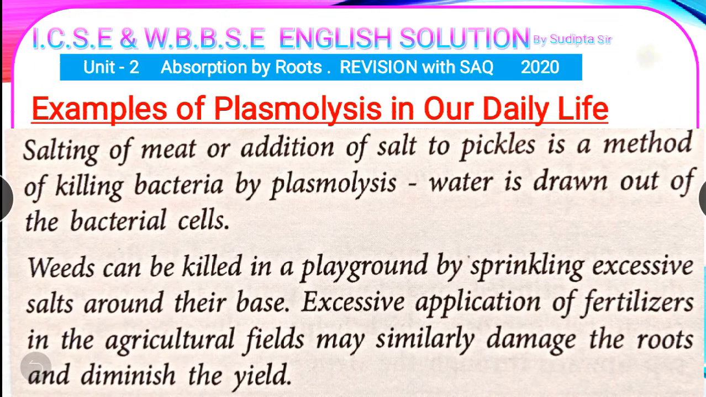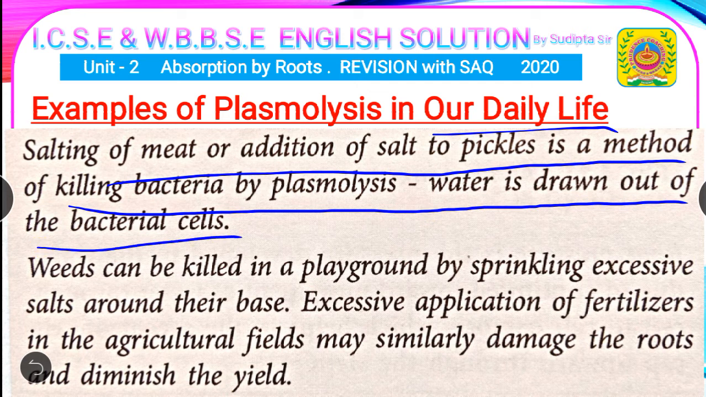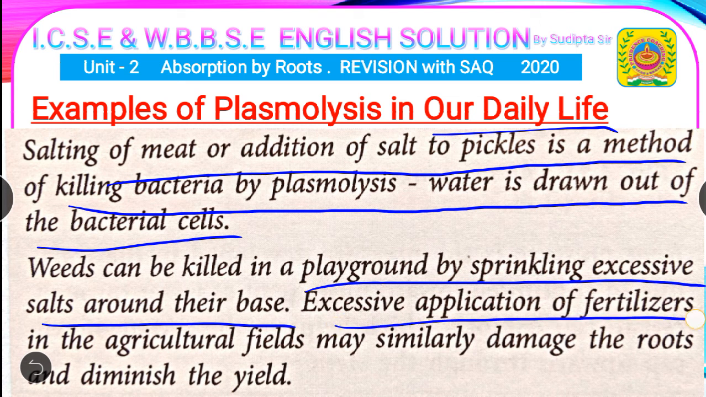Next, we'll move to the examples of plasmolysis in our daily life. Salting of meat or addition of salt to the pickles is a method of killing bacteria by plasmolysis. Water is drawn out of the bacterial cell, and as a result the bacteria die due to plasmolysis. Weeds can be killed in a playground by sprinkling excessive salts around their base. Excessive application of fertilizer in the agricultural fields may similarly damage the roots and diminish the yield as well.